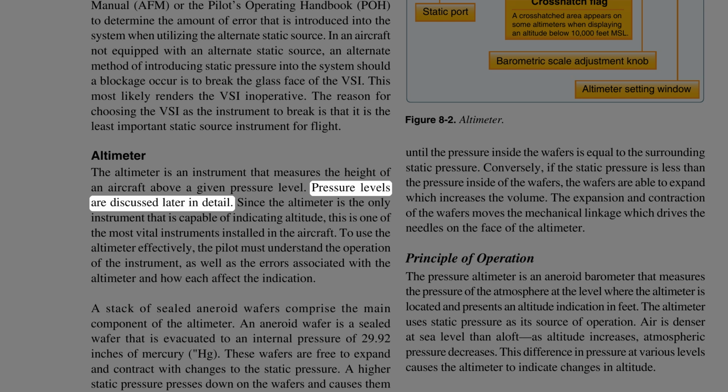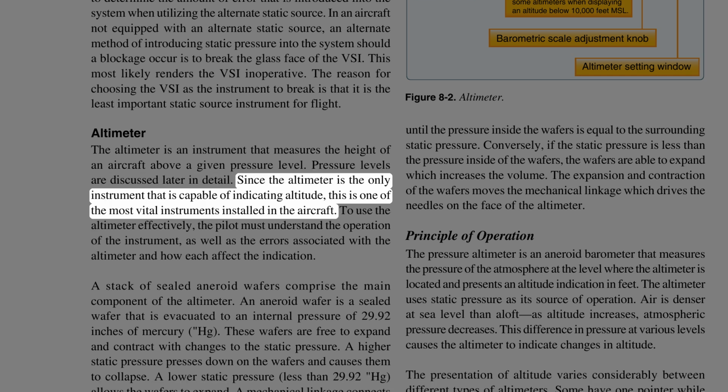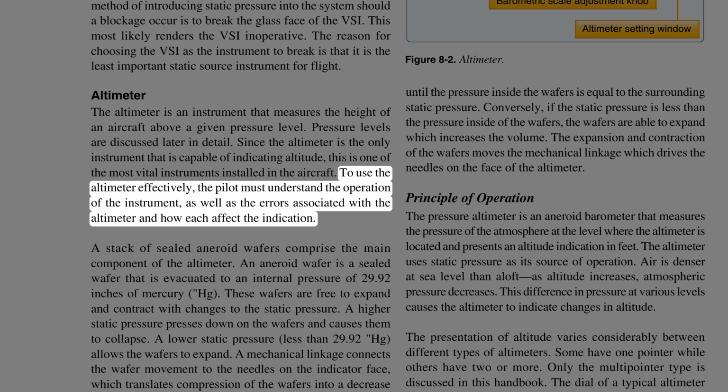Pressure levels are discussed later in detail. Since the altimeter is the only instrument that is capable of indicating altitude, this is one of the most vital instruments installed in the aircraft. To use the altimeter effectively, the pilot must understand the operation of the instrument, as well as the errors associated with the altimeter and how each affects the indication.